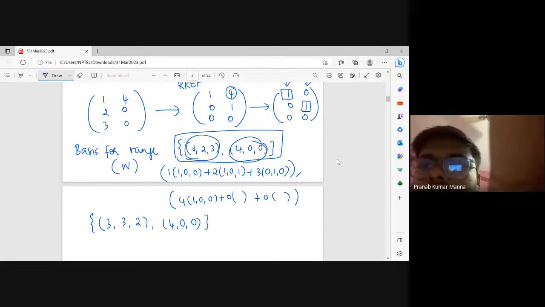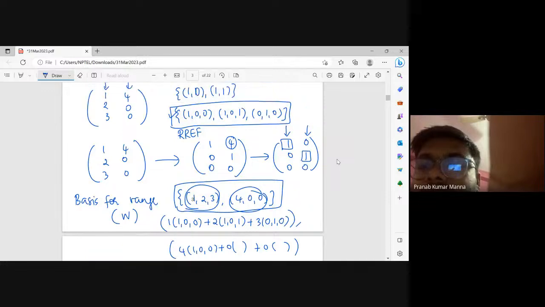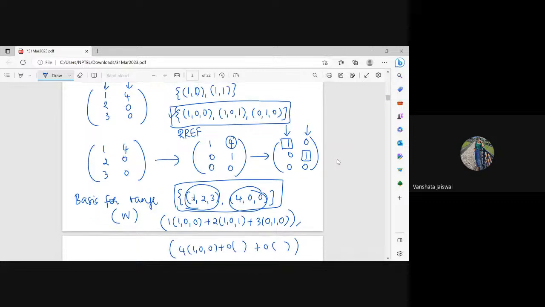Ma'am, you just created the RREF. How did you get that one? Is it the row reduced echelon form? Yes. Okay. And ma'am, suppose the matrix is not given and only the transformation and the basis are given. Can we just directly convert that transformation into a matrix and then do this method, instead of the regular method which we did previously for finding the range basis?